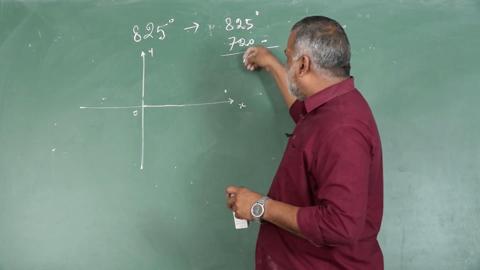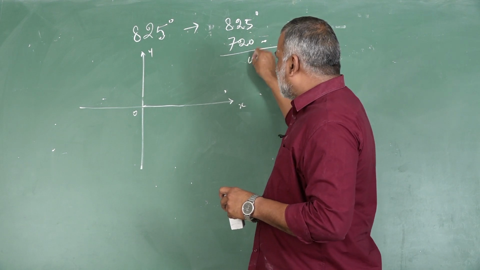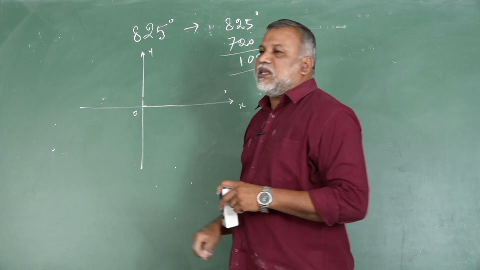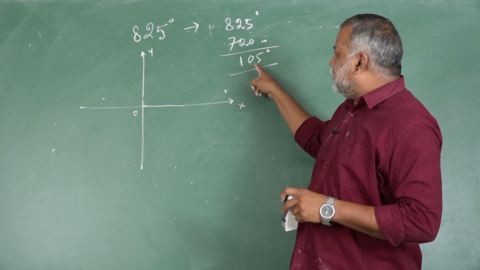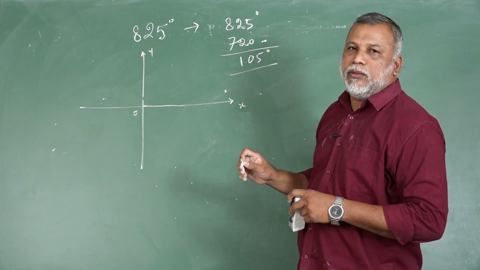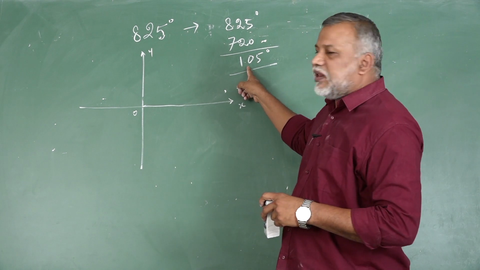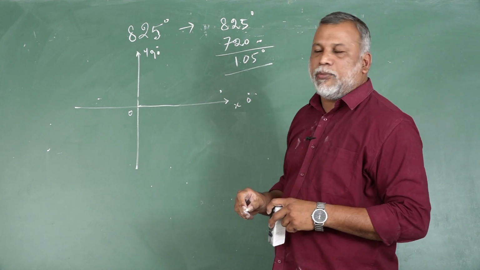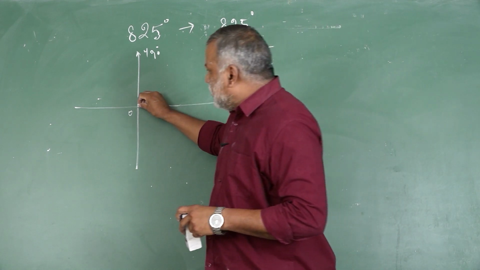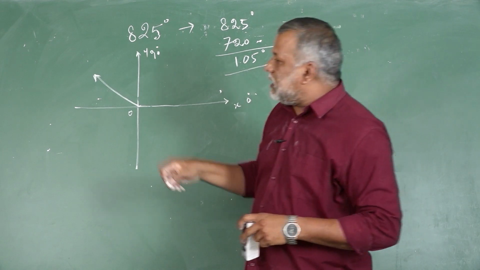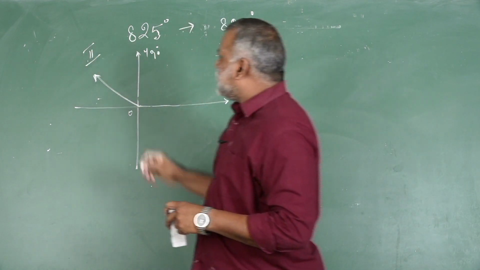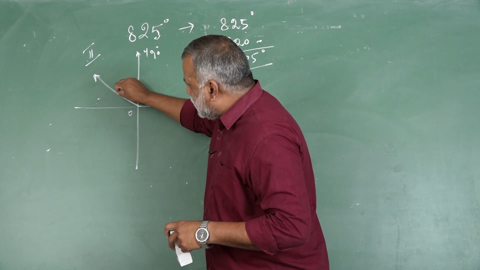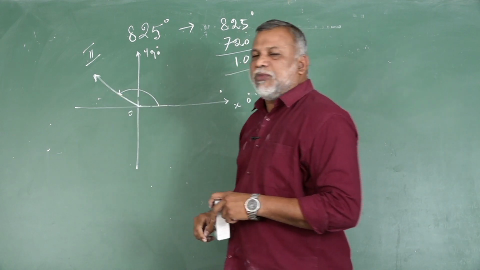If we remove 720 degree, we get 105 degree. So instead of this 825 degree, we are going to find the place of 105 degree. The meaning of 105 degree is greater than 90. See here, 0 degree, and the y-axis is 90 degree. Now 105 means the terminal side must lie in the second quadrant. So from initial side to terminal side, this terminal side must lie in the second quadrant.